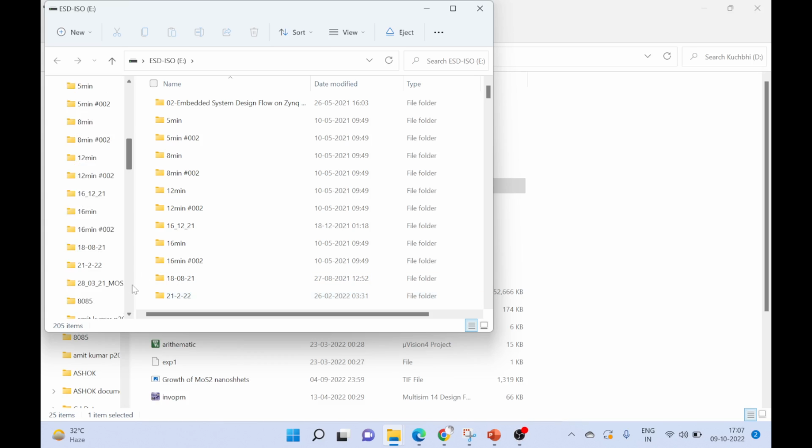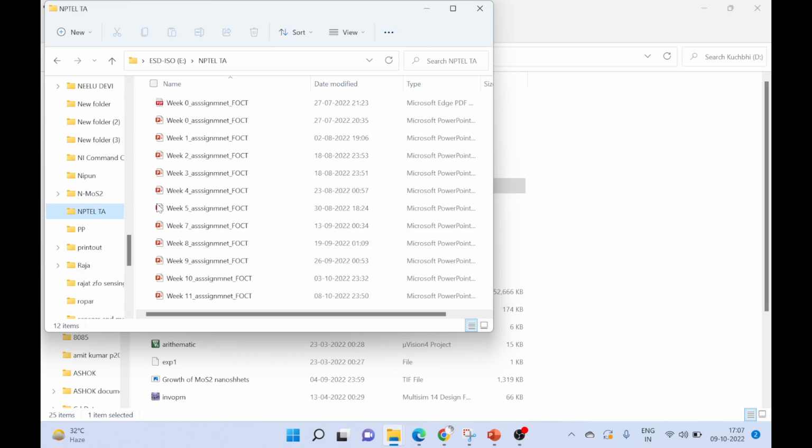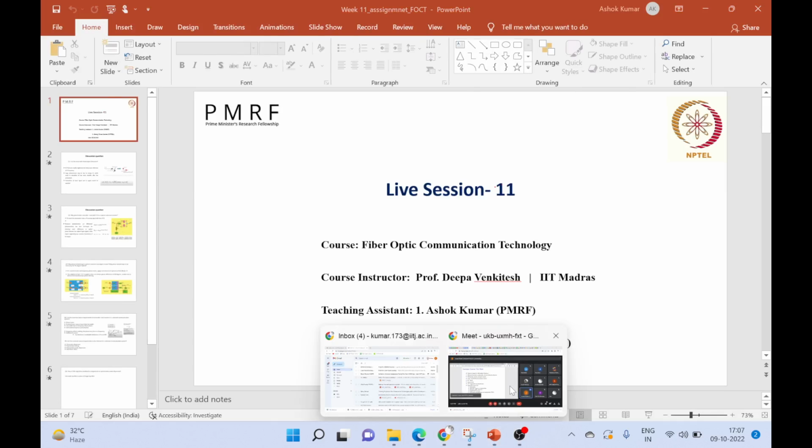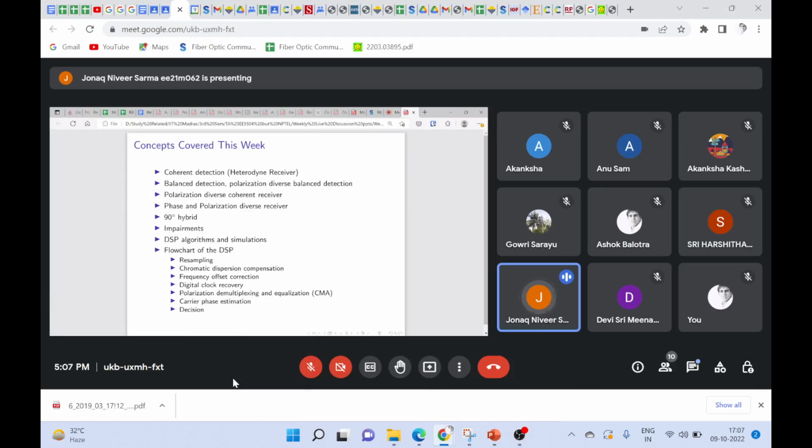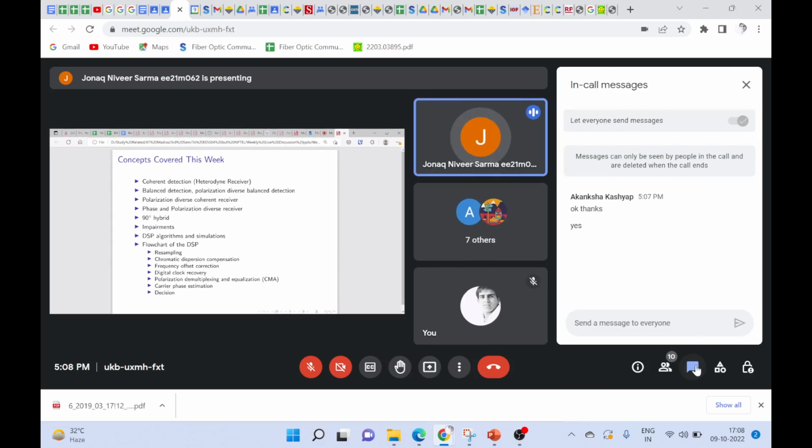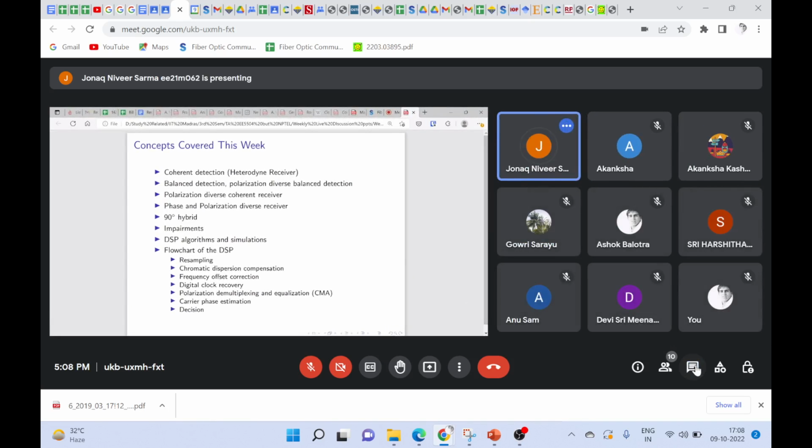So this week we got more in depth into coherent detection and mostly balance detection. What kind of structures we use to detect these coherent signals? What is the state of the art that was shown this week? The first three videos were, I think, based on balance detection and concepts related to that. And the last three lectures were based on the digital signal processing steps that are common in today's communication systems.